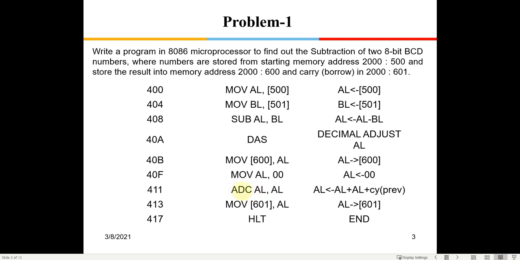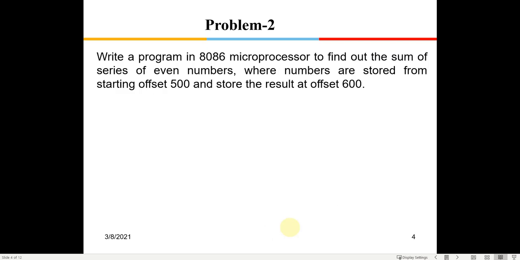Once we do ADC AL, it will add the contents of AL and the carry flag, and that is the reason why the carry comes into the AL register. Now we move that data of AL, which indicates the borrow, to 601, the desired memory location where we need to store the borrow. So this is how we write a small program to subtract two 8-bit BCD numbers. I hope this is clear to all of you. Then we move on to the next program.